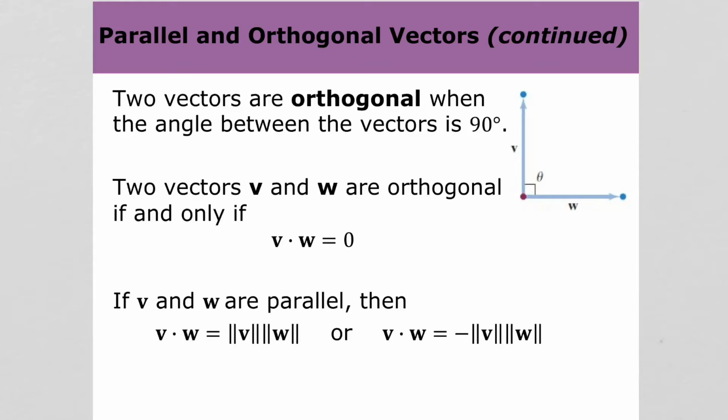Now you can test for orthogonal by taking the dot product. If the dot product is 0, it means that the vectors are orthogonal. If the dot product is the same as either the magnitudes multiplied or negative the magnitudes multiplied, then the vectors are parallel.